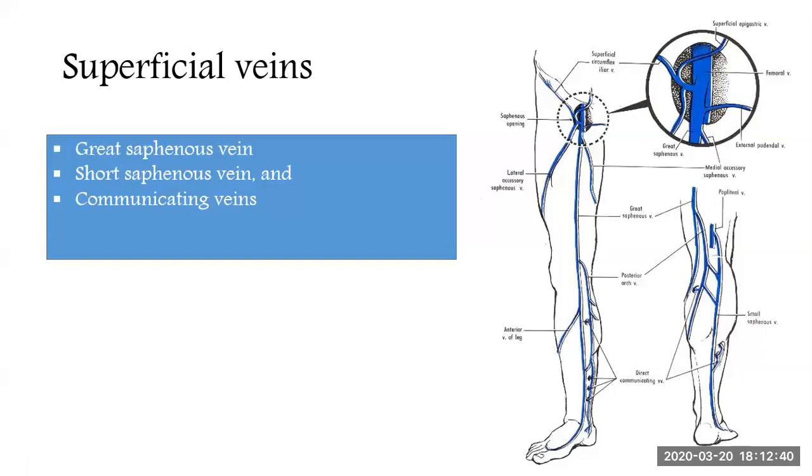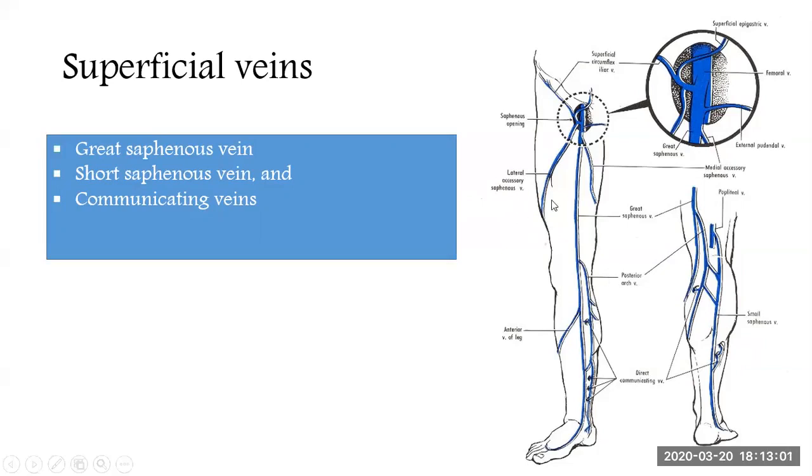Here is another valve which controls the blood, allowing it to pass from the short saphenous vein to the popliteal vein all the time, and it prevents its passage in the reverse direction. This junction is called the sapheno-popliteal junction.